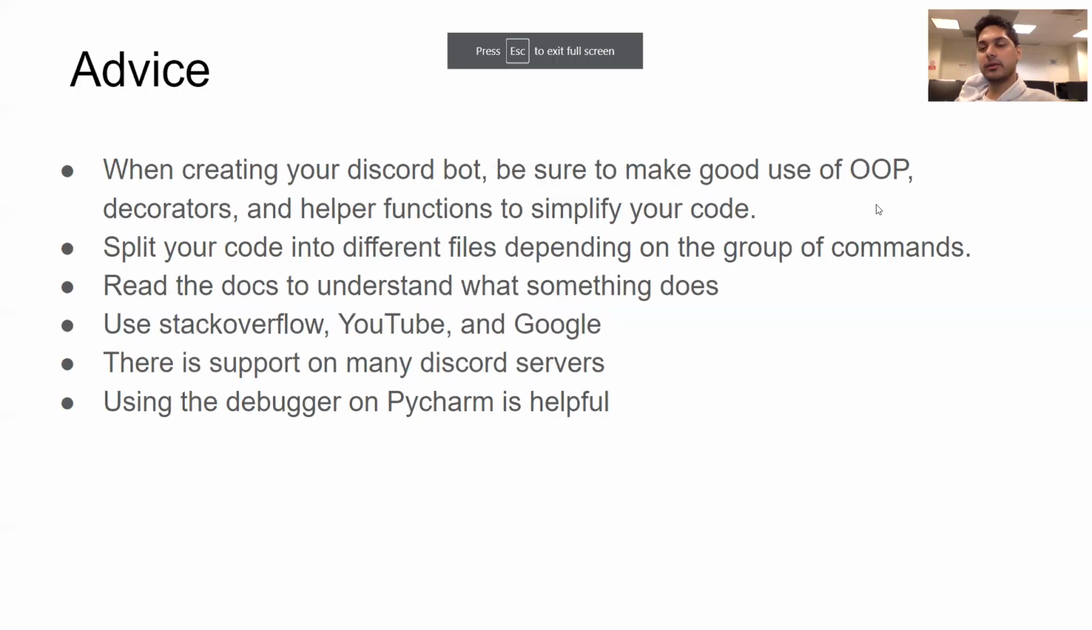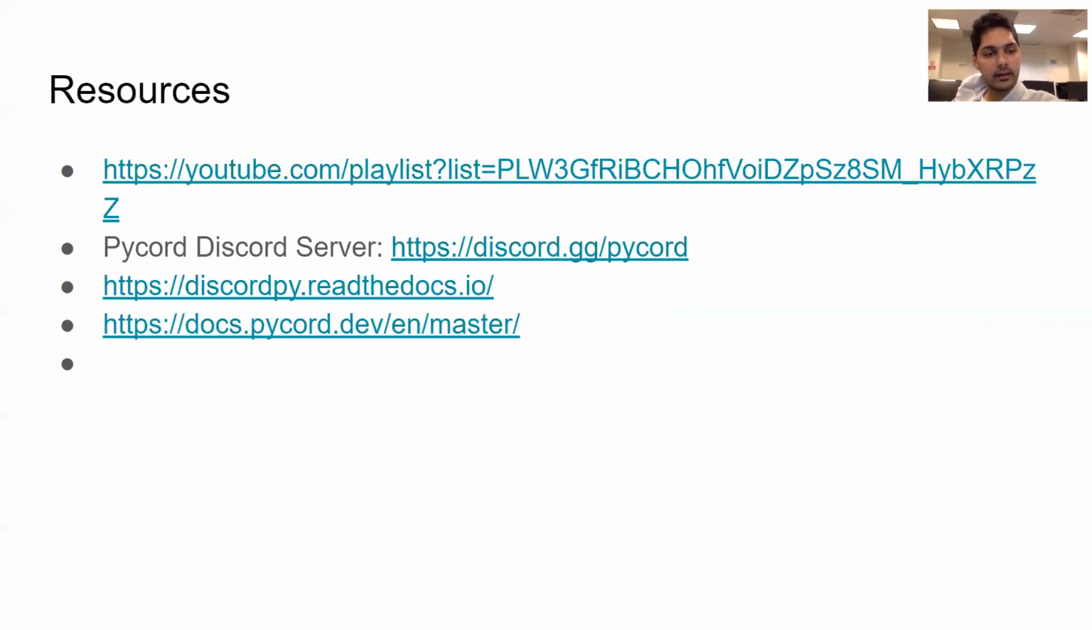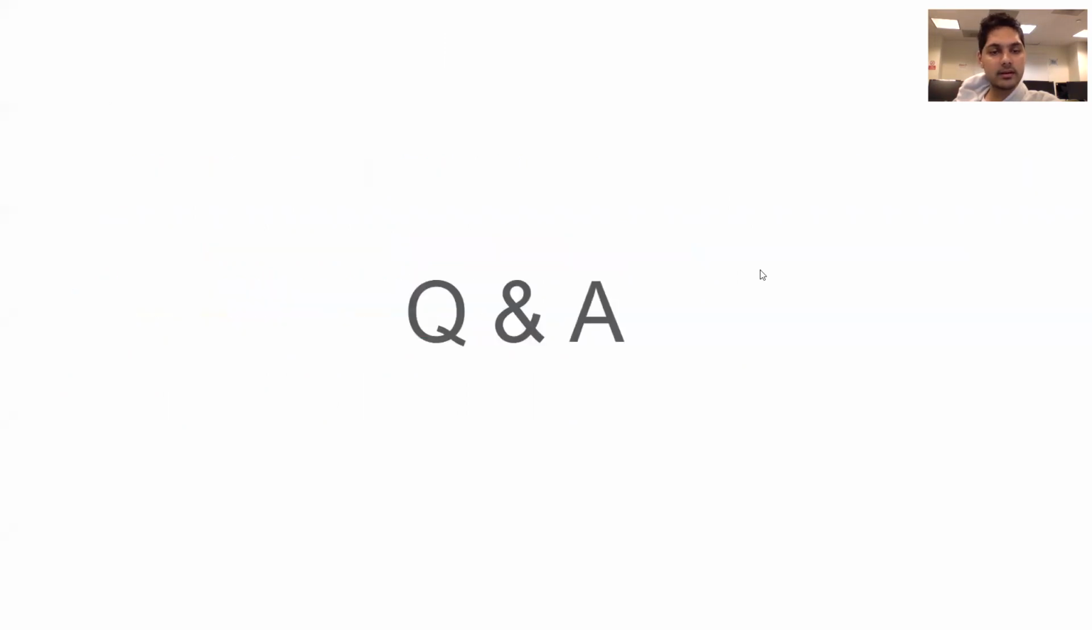The debugger is pretty handy. I didn't even know how to use the debugger until recently, after 61B, the data structures course I took here. That's when I learned how to use it, and it's the same thing in PyCharm. Before, I was just using print statements, like ctx.send this, because I wanted to see if this variable matched up with what I wanted. But the debugger is really helpful. I don't know if Replit has something like that. And that's the PyCord Discord server, and the resources are right here.